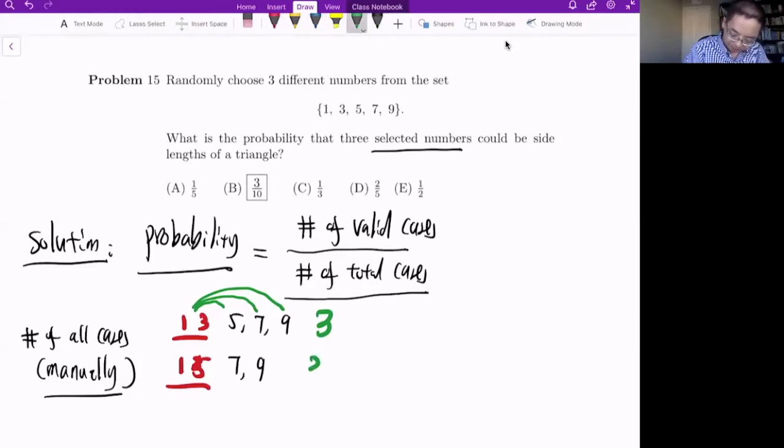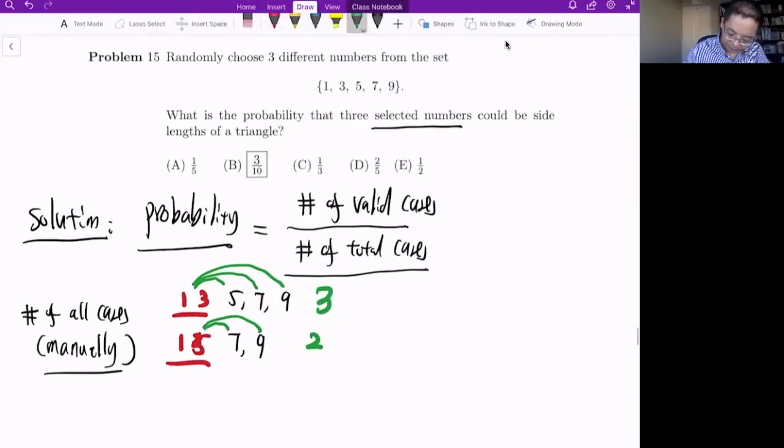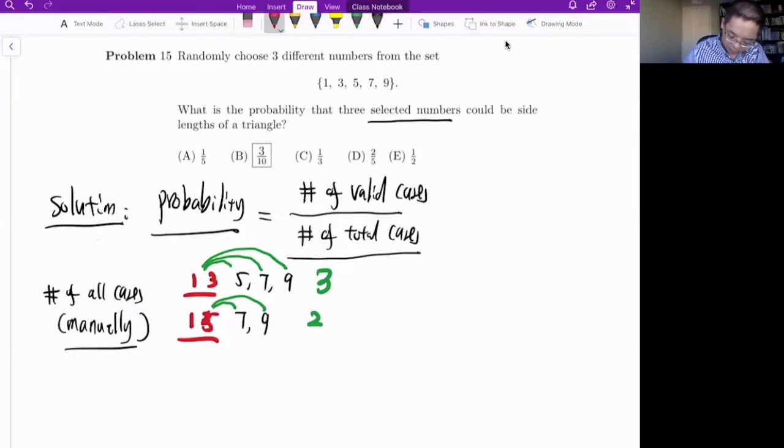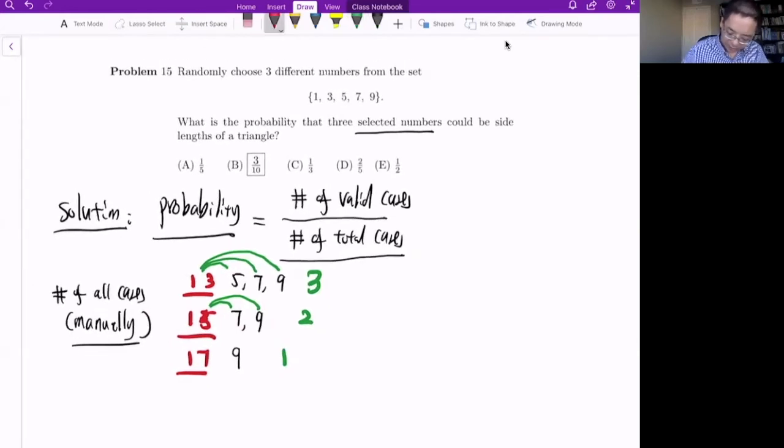1, 5, 7 and 1, 5, 9. Then we can also do 1, 7, and then there's only 9 right here, so this is one possibility. Now we can do 3, 5, then it's 7 or 9, so we have 3, 5, 7 and 3, 5, 9. So we have 2 ways.